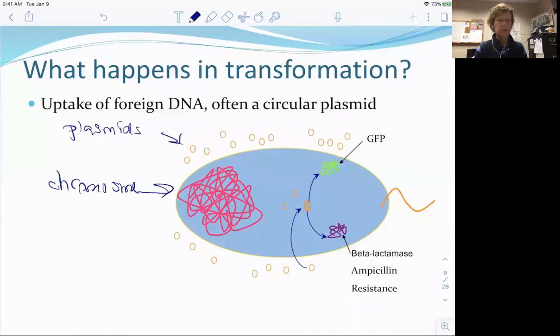So if they've taken up the plasmid and they have this beta lactamase gene, what they have to do then is activate that gene and produce the enzyme. That takes a little bit of time. And then if you add ampicillin, you're going to kill all the cells that lack the plasmid, and you select for the ones that do have the plasmid. So this is called antibiotic selection.